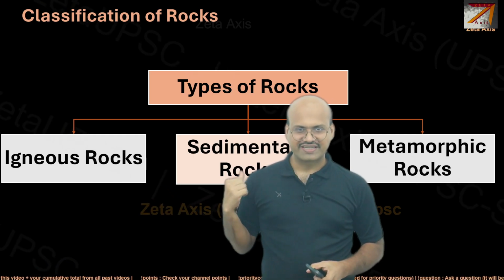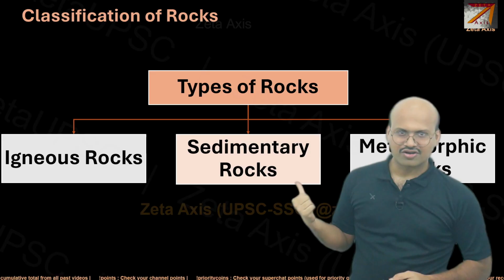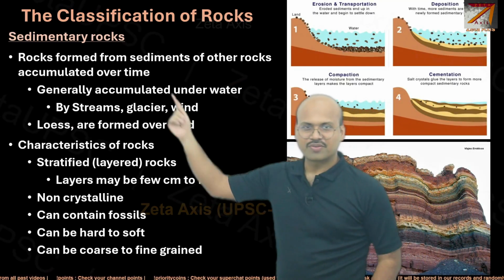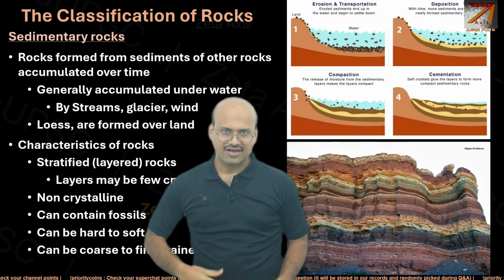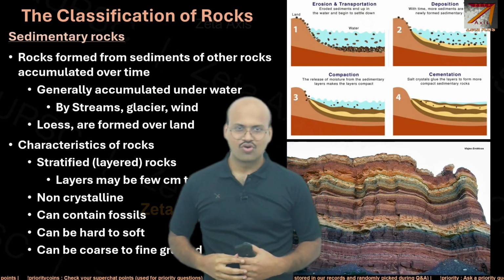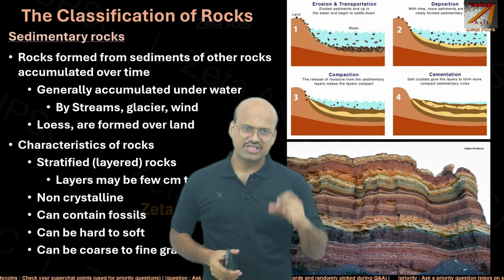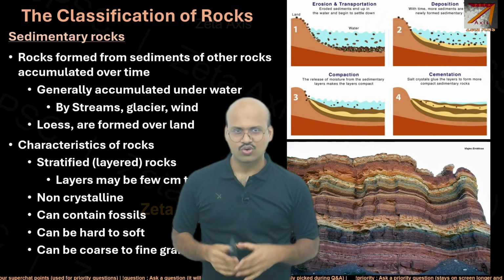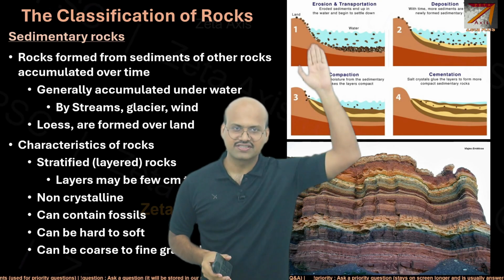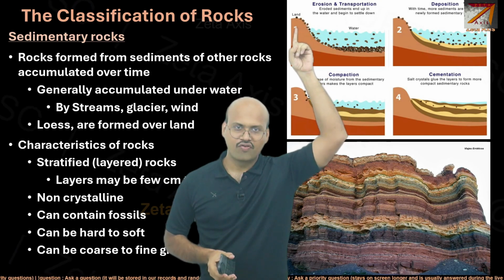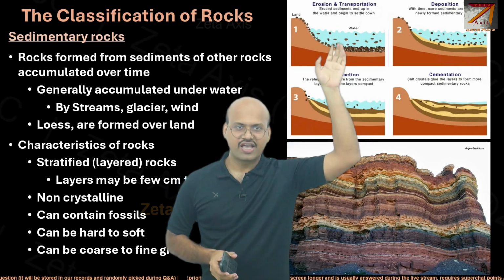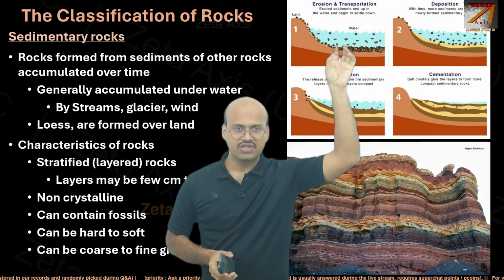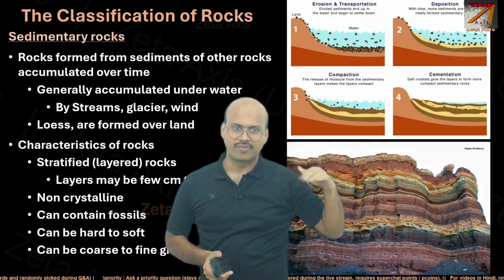So now let's see the sedimentary rocks. The sedimentary rocks are basically formed from sediments of other rocks accumulated over time. So we know that rocks are broken down over time due to weathering. These smaller fragments of the rocks tend to accumulate in one place. Here we can see an example that the rocks will accumulate in this region over time. And when they accumulate over here, layer upon layer will be formed, as we can see over here.